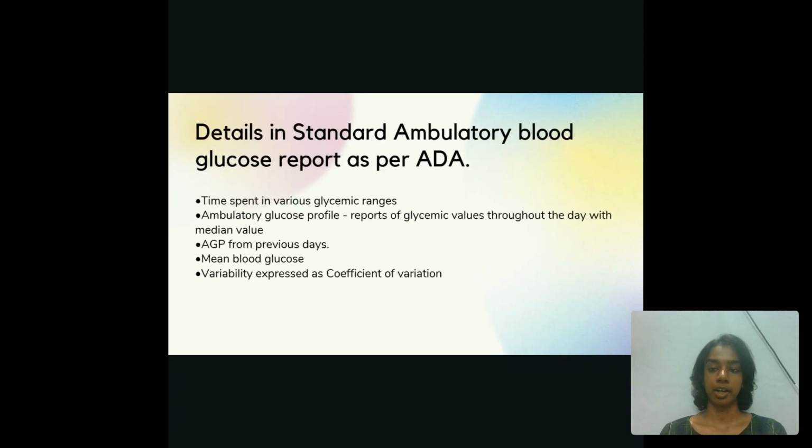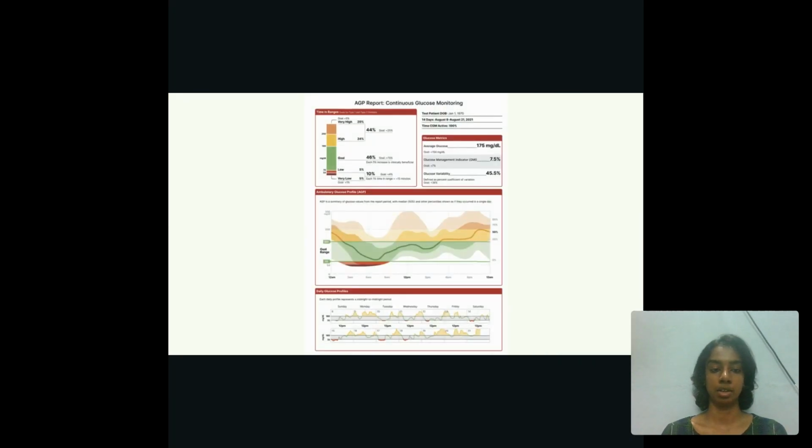Standard amplitude glucose profile. The AGP provides a detailed look at daily glucose patterns, including the time in each range, median values, and variability. It is a core tool in CGM reports and helps clinicians assess how well patients are managing their diabetes on a day-to-day basis. Here is a chart to represent the same.